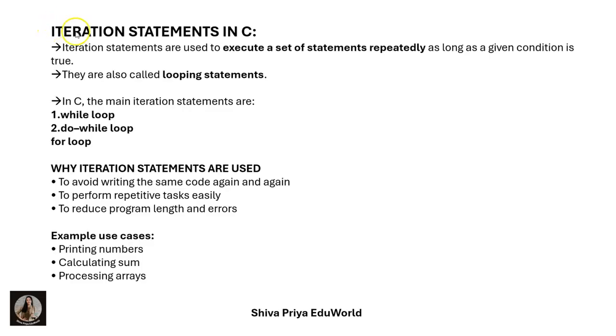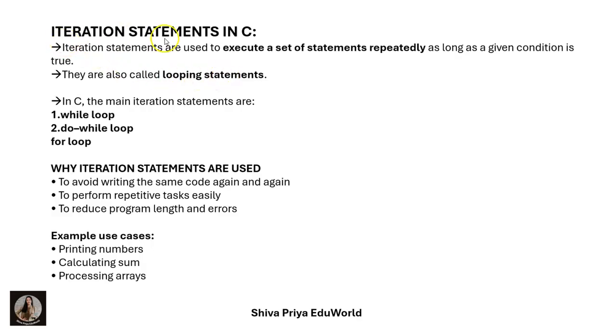Let us start iteration statements in C. Here, iteration statements are used to execute a set of statements repeatedly. If I want to execute any set of statements repeatedly, as long as the given condition is true, then I have to use iteration statements. They are also called looping statements.